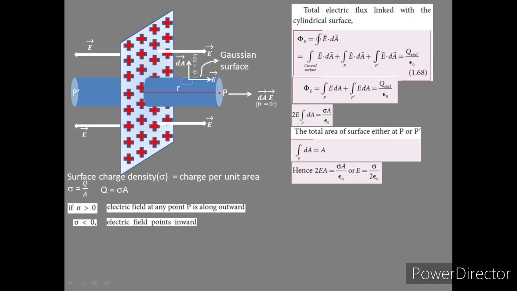Okay. So with this, we have calculated the electric field intensity by applying Gauss law, which is a very efficient and very easy method, rather than applying Coulomb's law. This is one of the important specifications of Gauss law.